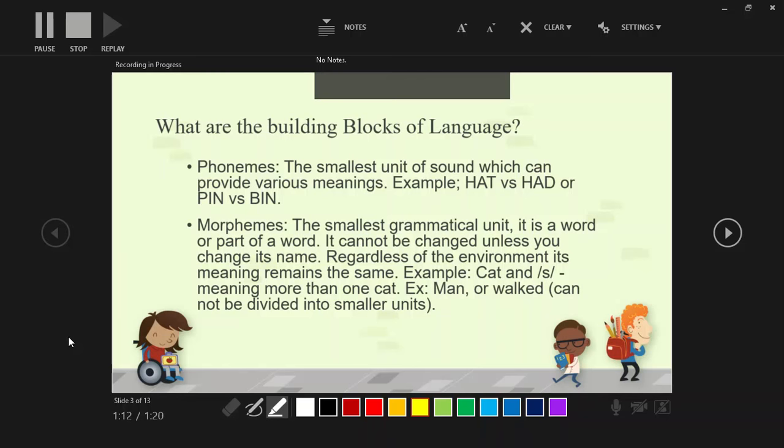For example, when you add S to the end of the word cat, both of them are morphemes. However, once you add that second morpheme, the S, we can now imply a second meaning to the word. So when we add S to the end of cat, we can now imply that there is more than one cat. Another example of a morpheme is man or the word walked. So these two words cannot be divided into smaller units.